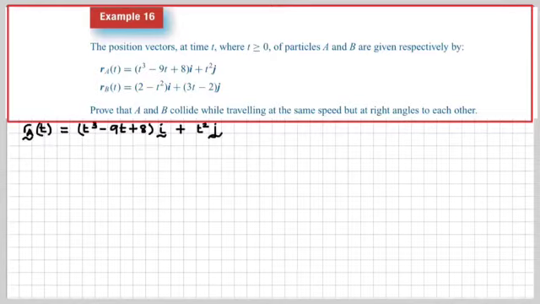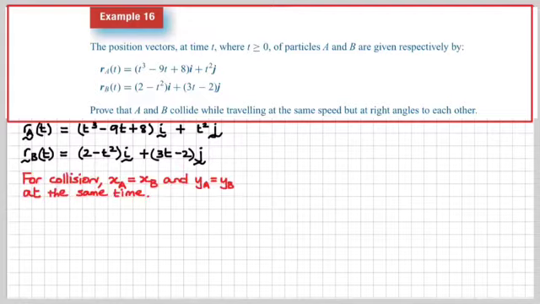Now, here's our collision bit. There's particle A and there's particle B. For collision, we need the x components to be the same. This has got to be the same as that. That will happen at certain times, and the y position has to be the same for particle A and particle B, and that all has to happen. The x's have to be the same, and the y's have to be the same at the same one single time. So that's how we're going to approach that, and we're going to write that mathematically in that way.